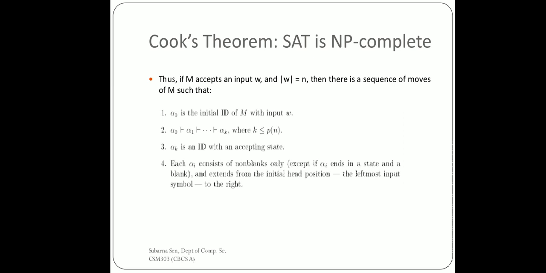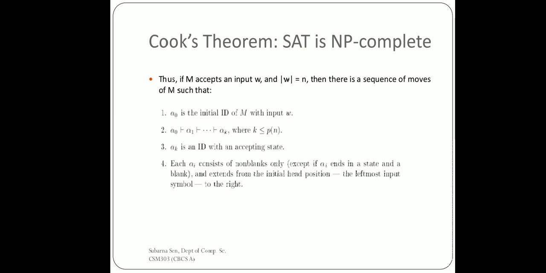We are not going to go beyond that. So the k should be, means the ID should maximum reach up to p(n), whatever the polynomial of n is holding, whatever the length of the string is, up to that part it can maximum move. Right? Now alpha k is an ID with an accepting state.